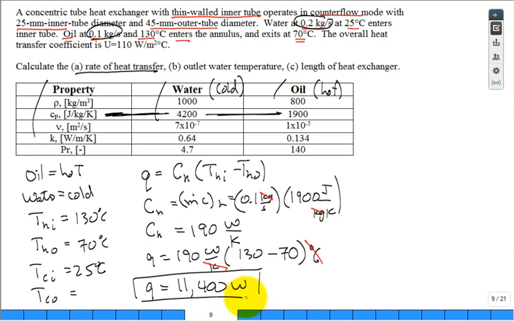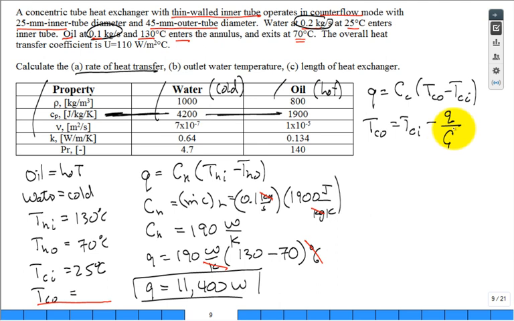Okay, part B. What is the outlet water temperature? Well, that's right down here. What is the cold outlet temperature? How do I solve for that one? Energy balance from the perspective of the cold fluid. So we go back to the energy balance for the cold fluid. We find Q is equal to the heat capacity rate of the cold times temperature cold out minus temperature cold in. So the temperature cold out is equal to temperature cold in plus Q divided by heat capacity rate of the cold. It's not a minus, it's a plus.